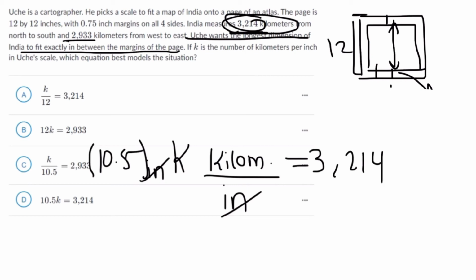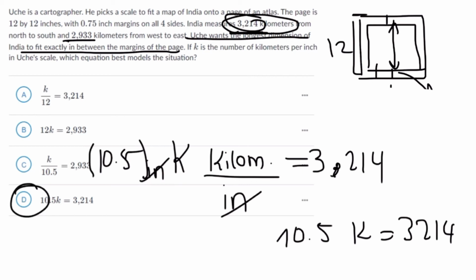So this is how it's supposed to look. 10.5 K equals 3214. This is a comma, so I don't know, is that an option here? Yes, D, right here. So D is the answer for this question.